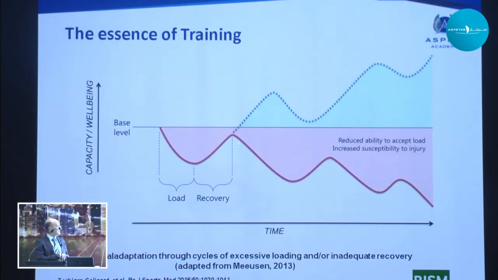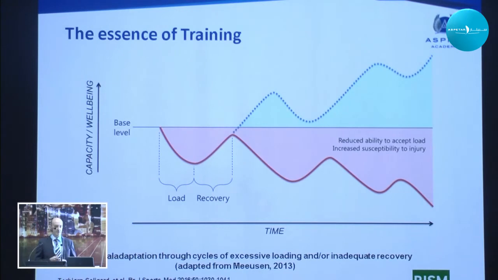What coaches do, we know very well. This is the base level of capacity, or well-being, or performance. They apply a load, which is a single session or a series of sessions, and by continually applying that, they try to make the athlete better. We know very well that if this load is inappropriate, too frequent, too big, and cannot be sustained by the athlete, what happens is there is a reduced ability to accept load and an increased susceptibility to injury.